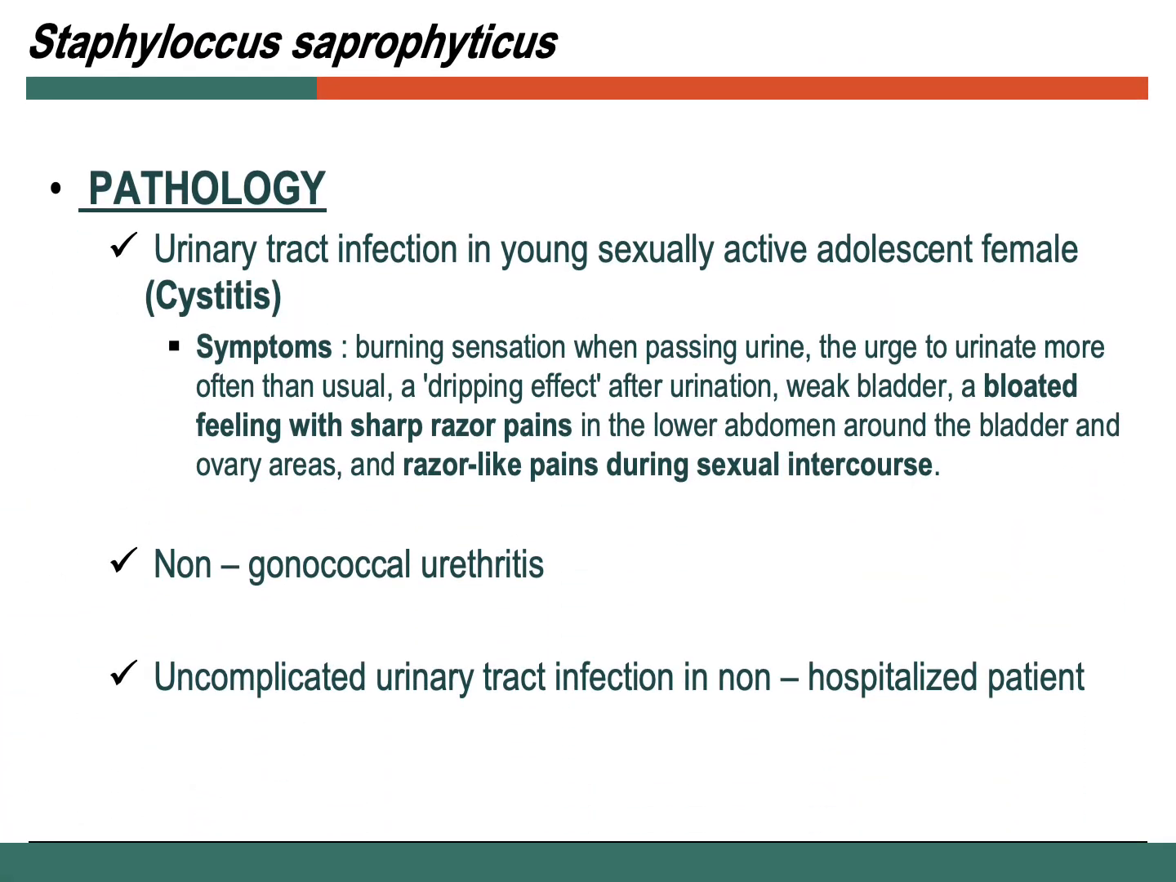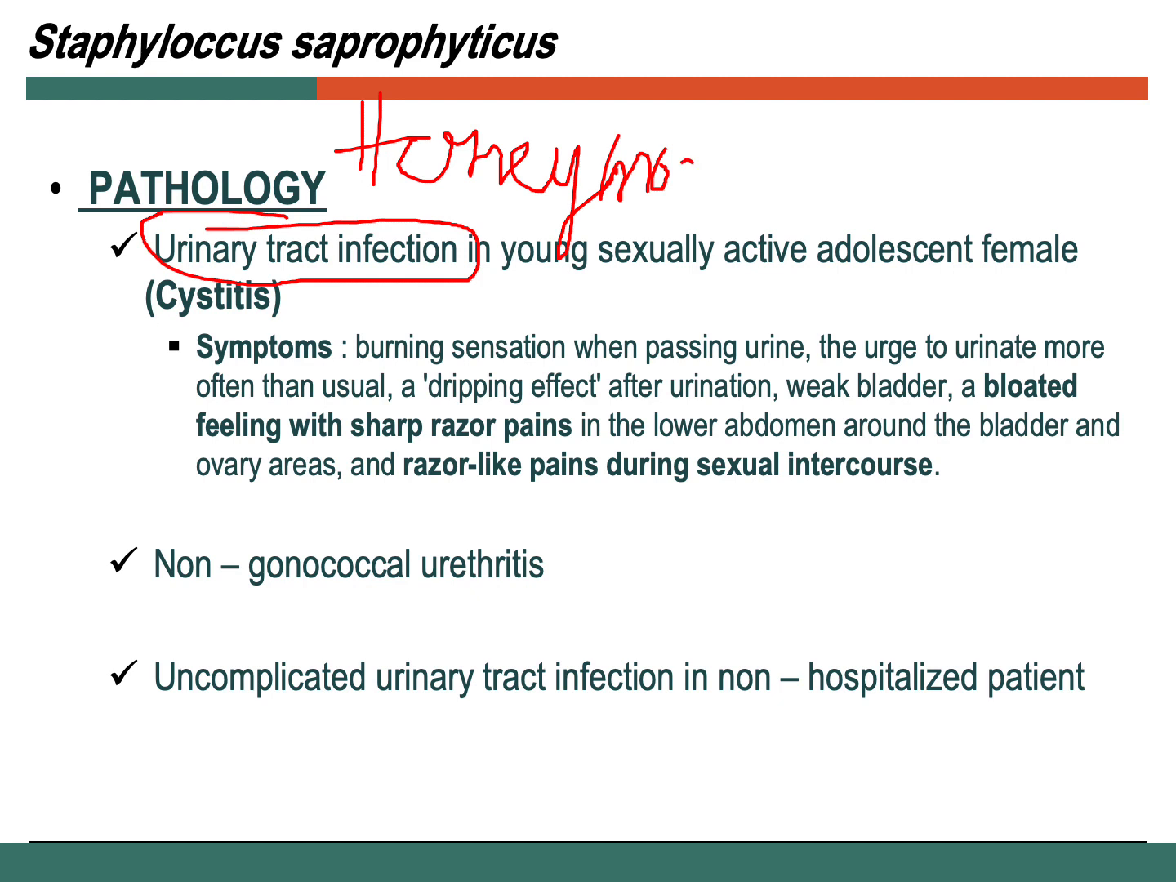So again, Staphylococcus saprophyticus is the second most common cause of urinary tract infection among humans. The disease is known as honeymoon cystitis. So honeymoon. This is the causative agent of honeymoon cystitis. So during the board exam, if there are questions on the causative agent of honeymoon cystitis, this is the answer, saprophyticus. Okay?